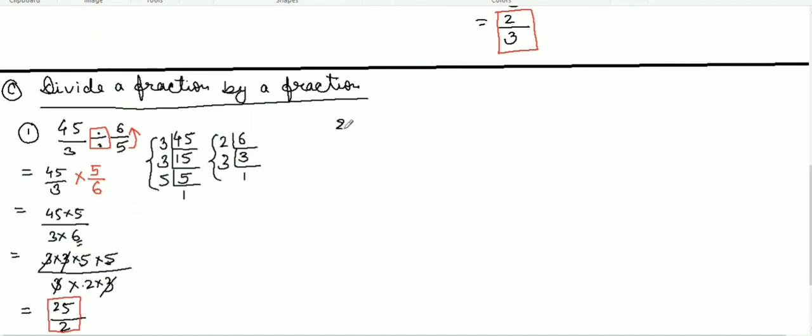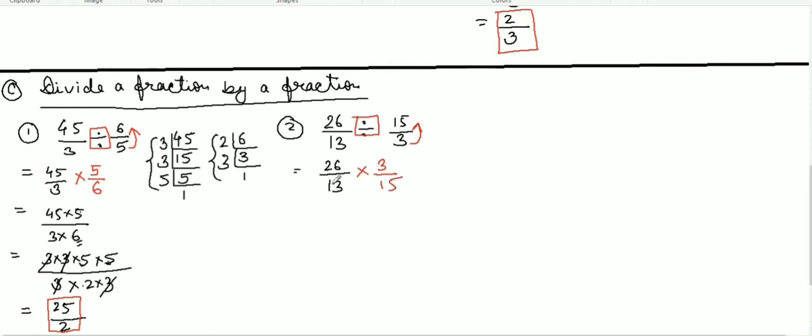So let's take another example here. Question number 2. This time I'm going to take 26 over 13 divided by 15 over 3. Write down the first fraction as it is, which is 26 over 13. Change the division sign to multiplication, and flip this fraction, so instead of 15 over 3, we will write down 3 over 15.